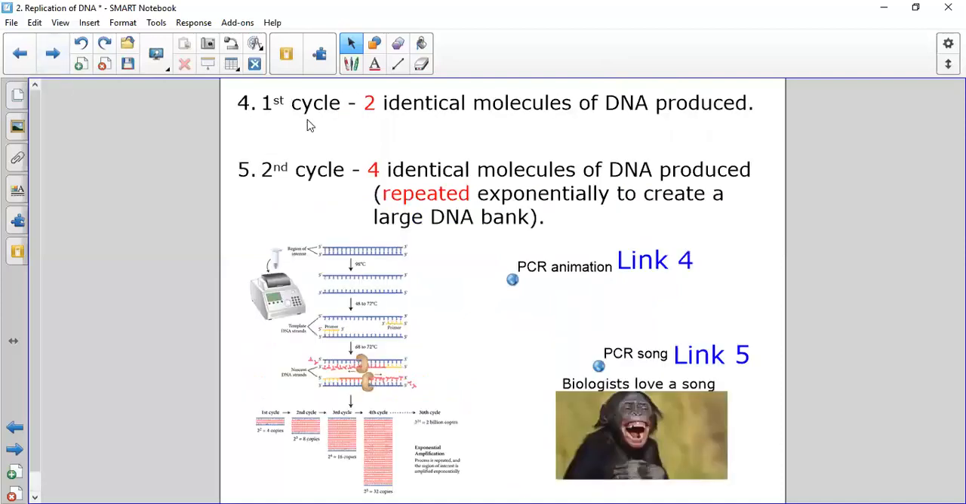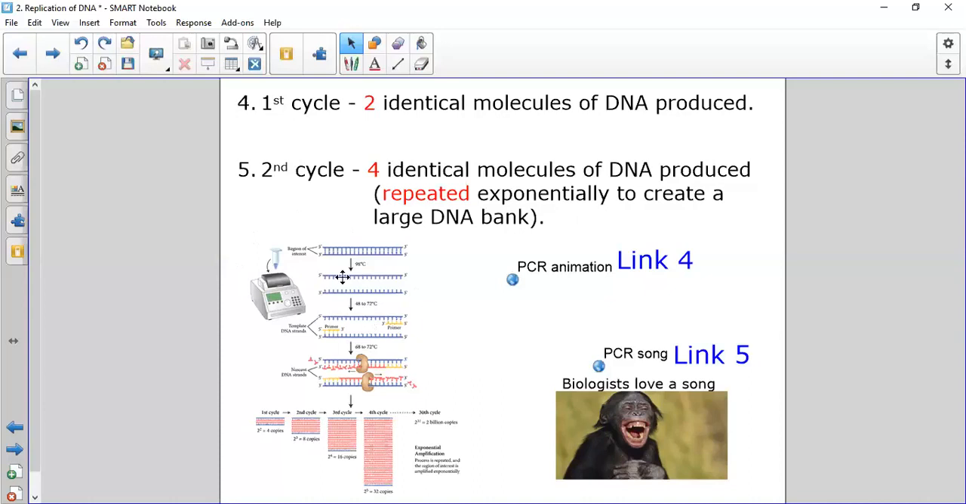After one cycle, you're going to have two identical molecules of DNA. You started off with one, that's going to replicate, and you'll have two. After the second cycle, each of those is going to replicate, and you're going to have 4. Then 8, then 16, and so on and so on. Very quickly, this little magic machine can make you lots and lots of copies of that target DNA. And then you'll be able to say yes, you have coronavirus, or yes, you are the daddy, or yes, they are the murderer, or whatever.